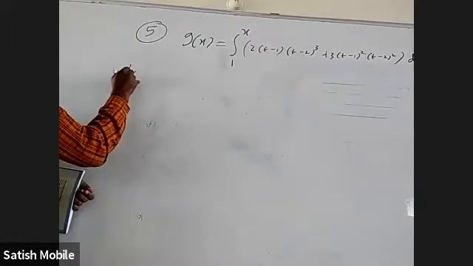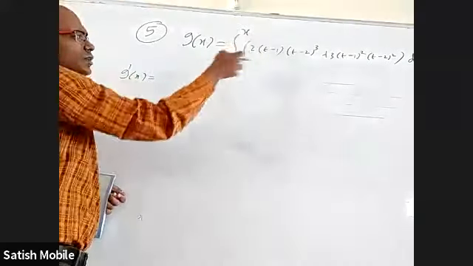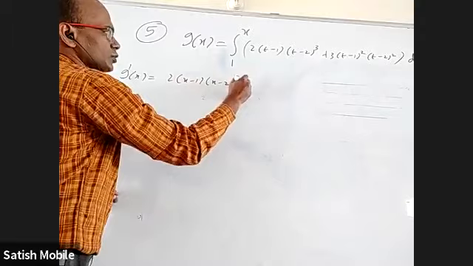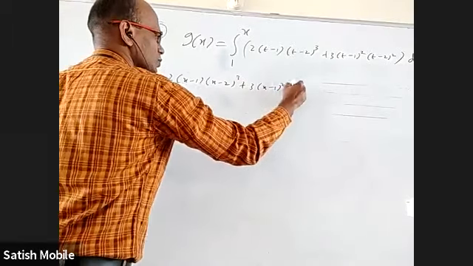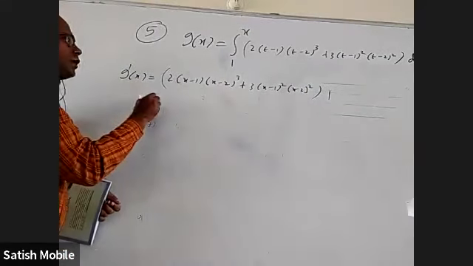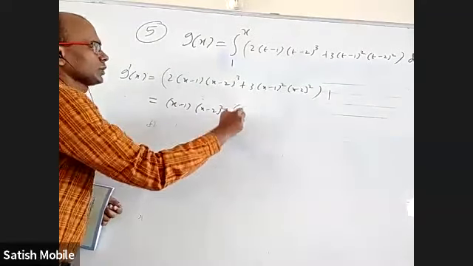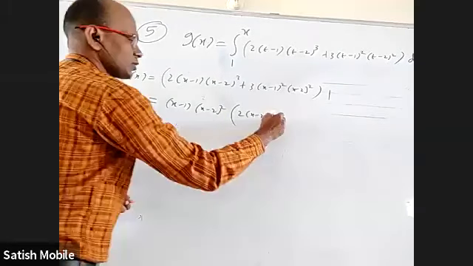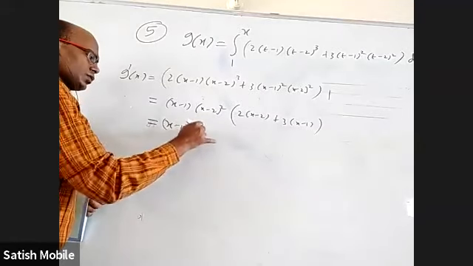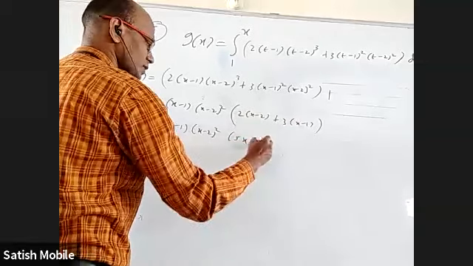Now g dash x, we already know how to differentiate the definite integral. Simply in the place of t we put x, multiplied by the derivative of x, which is 1, and the constant we write 0. So 2(x minus 1)(x minus 2)^3 plus 3(x minus 1)^2(x minus 2)^2 into 1. I can take x minus 1 and (x minus 2)^2 common. I'll be left with 2(x minus 2) plus 3(x minus 1). So we'll get (x minus 1)(x minus 2)^2 times (5x minus 7).